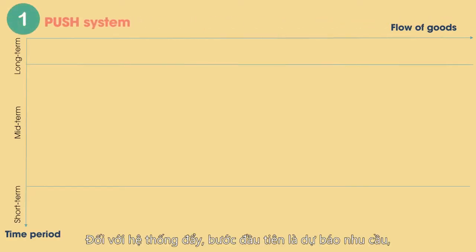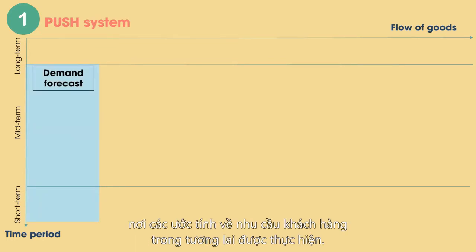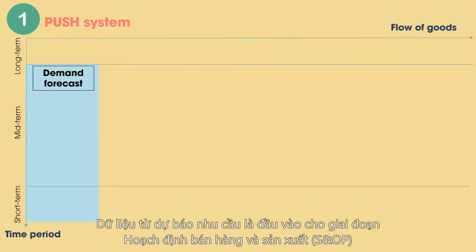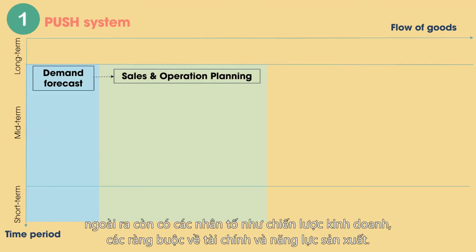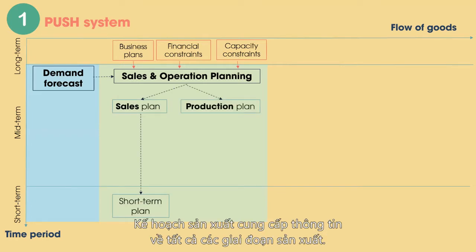As for the push system, the first step is demand forecast, where estimations about future customer demand are made. Data from demand forecast are inputs for sales and operation planning, S&OP in short, which is also affected by business plans, financial and capacity constraints. In S&OP, a sales plan designs strategies to achieve sales targets. A production plan sets out information about all the stages of manufacturing.